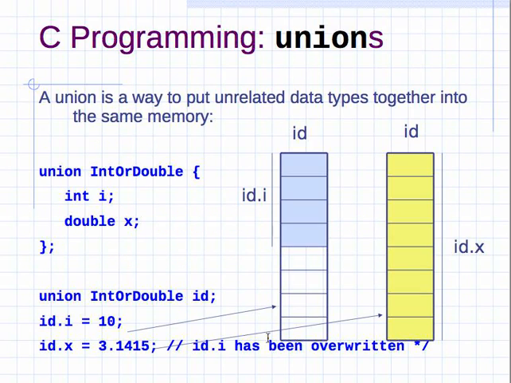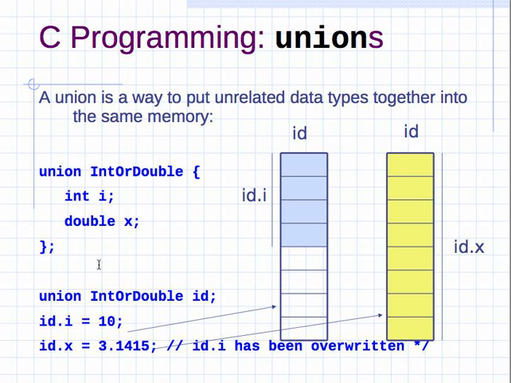Now one more thing that we won't quite get to in this chapter, but we will need pretty soon in the very next chapter, is unions. Unions are like structs, but it's a way to put unrelated data types together into the same memory. So this looks a lot like structs. We've replaced the word struct by union, and then what we have is things of different type. But here's the very key difference. This is very important. This int or double union can only have one of these things. It can only have one int or one double.